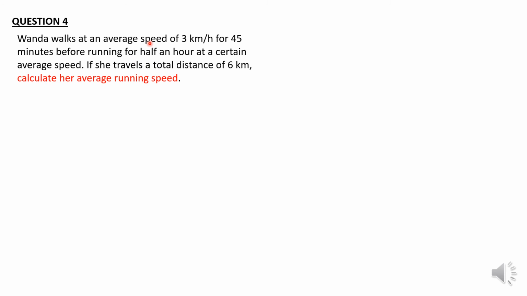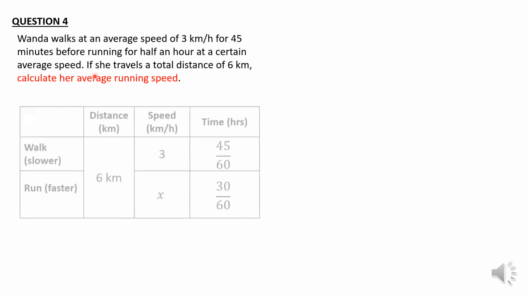Right, a fourth question here. Wanda walks at an average speed of 3 kilometers per hour for 45 minutes before running for half an hour, which is 30 minutes, at a certain average speed. If she travels a total distance of 6 kilometers, calculate her average running speed.